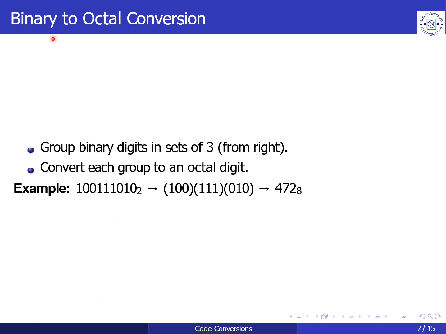Converting binary to octal is straightforward if you group the binary digits in sets of 3, starting from the right. Each group converts to an octal digit. For instance, the binary number 100111010 is grouped as 100, 111, and 010. These convert to 4, 7, and 2 in octal, making the result 472.